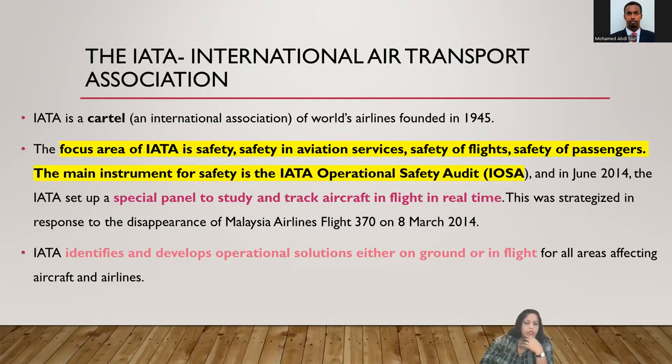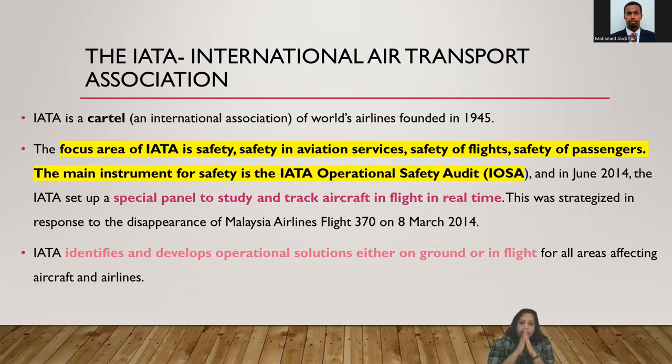The aviation industry, of course, is regulated by laws, by legislations, by a regulatory body. And at the international level, there is a cartel, a group, or an international association. It's like in business management, I'm sure you have studied about pools, about cartels. So IATA is a cartel. It is an international association of the world's airlines founded in 1945. The focus area of IATA is safety. Safety in aviation services, safety of flight, safety of passengers. And the main instrument for safety is the IATA Operational Safety Audit, IOSA.